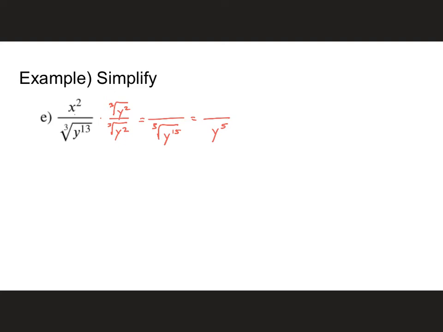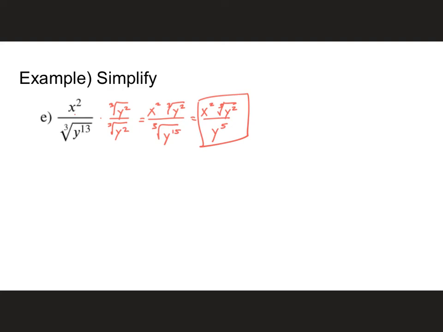The top, x squared times the third root. Well, I can't do anything there. So it's x squared times the third root of y squared. And I don't really care how messy the top gets. That is what's going to stay there for the duration of this problem. So there's my answer: x squared times the third root of y squared over y to the 15th.